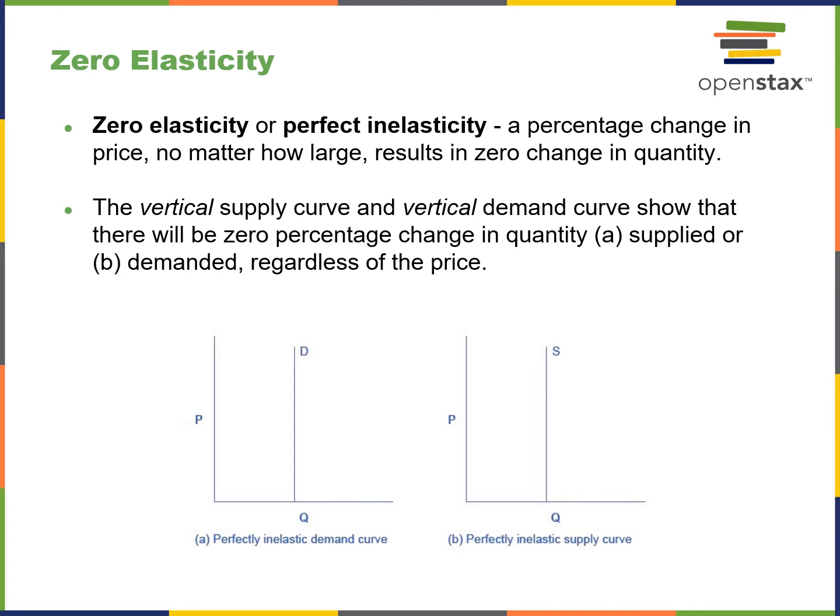Whereas zero elasticity, or perfect inelasticity, means a percentage change in price, no matter how large, results in zero change in quantity. So this would mean the good, or whatever we're measuring, is simply immobile in terms of elasticity.